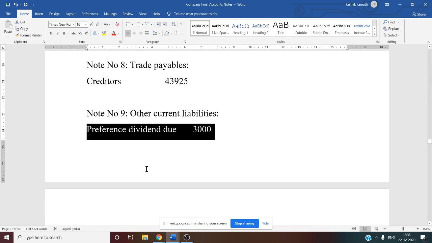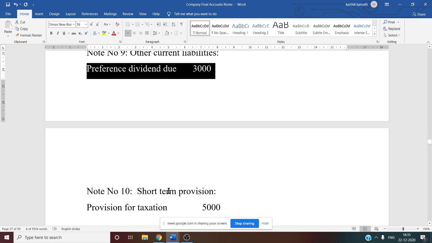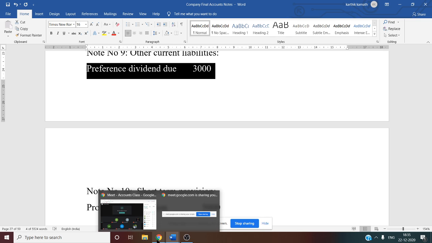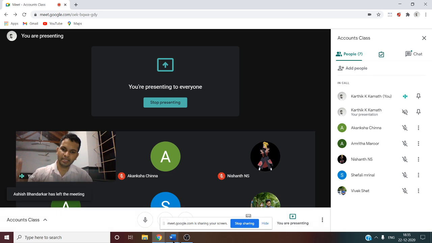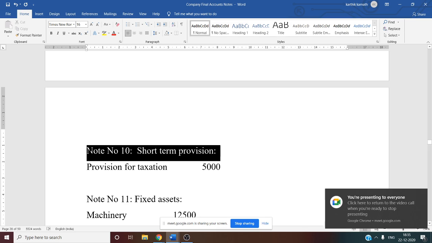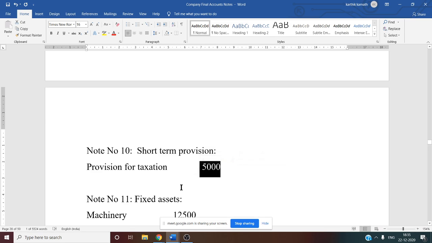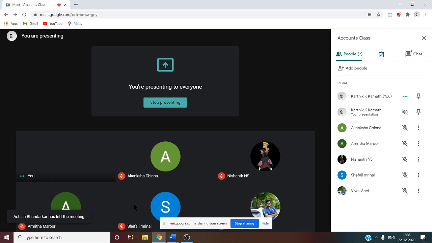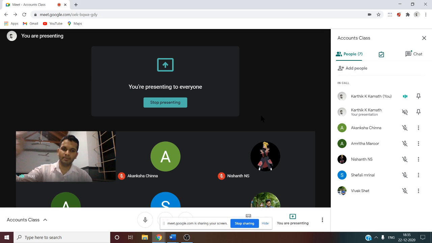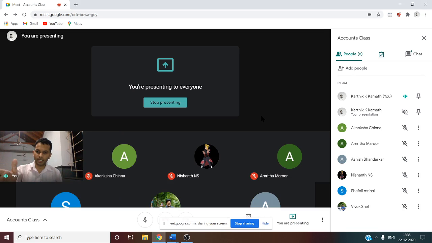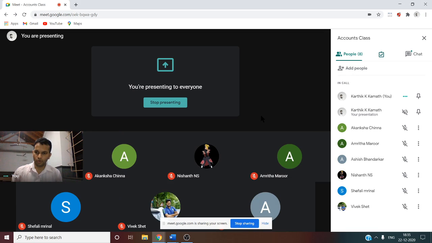Note number 9: no other adjustment here. There is no outstanding wages, no outstanding salary, so you can directly close that working note. Next, the last working note of liability, note number 10. Note number 10 is short-term provision. Only one piece of information, directly from the adjustment: provision for taxation, that is 5,000. Note number 10 is over. So till now we have prepared the working notes for liabilities, notes 1 to 10. Any doubt till now, you can ask me.